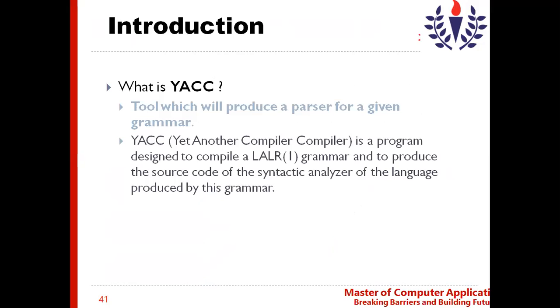Yak is a program designed to compile an LALR grammar, and it produces the source code of the syntactic analyzer of the language which is given in the grammar. What do you mean by LALR grammar? LALR is look ahead left recursive grammar, and within brackets you can see 1, which means it looks ahead for a single token. That single token is the 1 represented in the bracket. So look ahead for a token. It's a left recursive grammar which will be used in Yak.